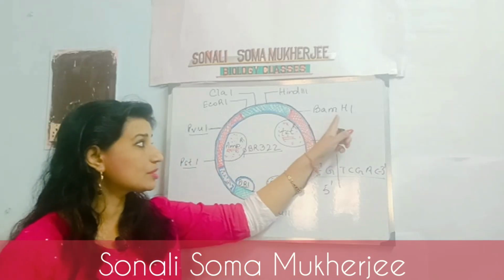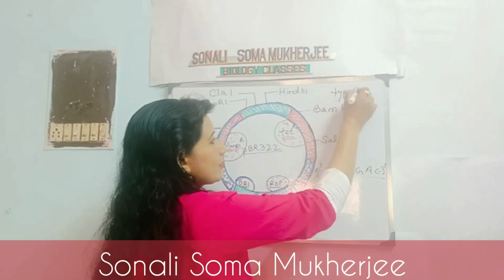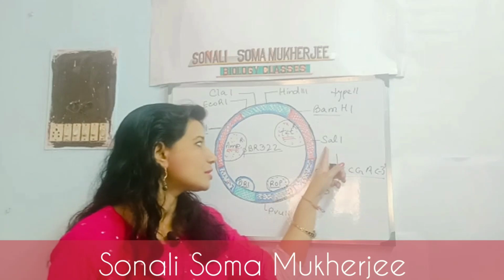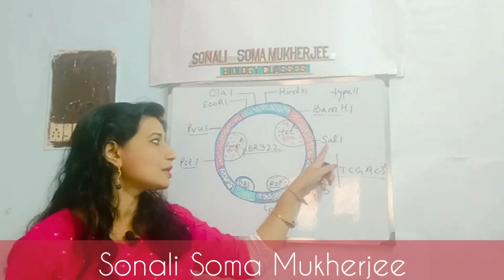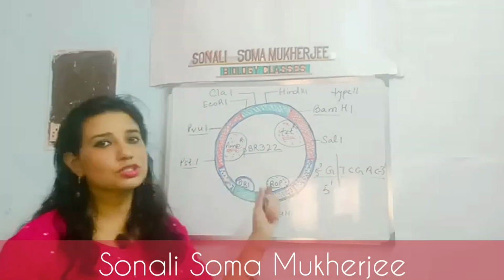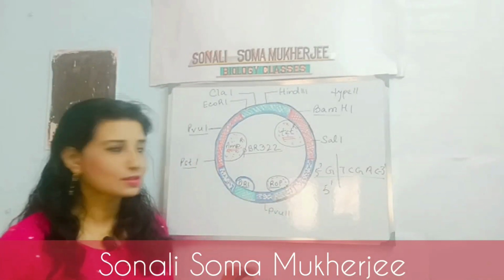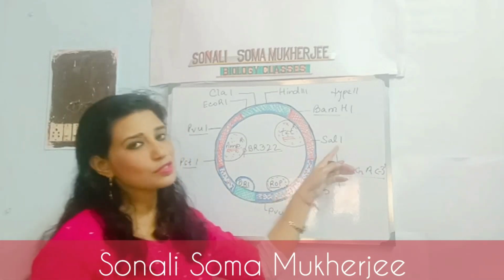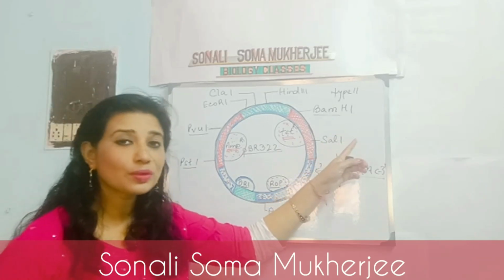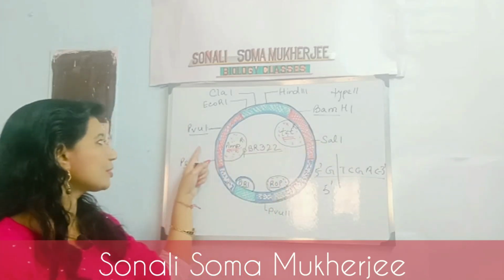So, BAMH1 is type 2, the name is Bacillus amyloliquefaciens, and this is Streptomyces albus. If you want, after finishing this explanation, I can write these names for you so that you can remember them, and the strain number is 1. So, these are present in the genes encoding resistance to which antibiotic? Tetracycline. Then I am coming to PVS.